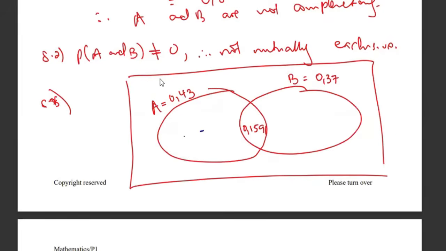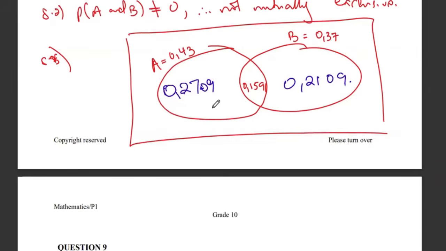So when we subtract that, let me just get my calculator. So 0.43 minus 0.1591 gives me 0.2709. And then this side 0.37 minus 0.1591, that gives me 0.2109. Okay, but now if we try to add up everything here, does it give us a 1?